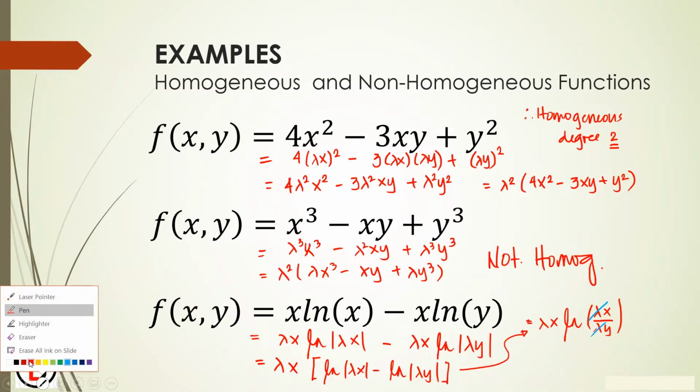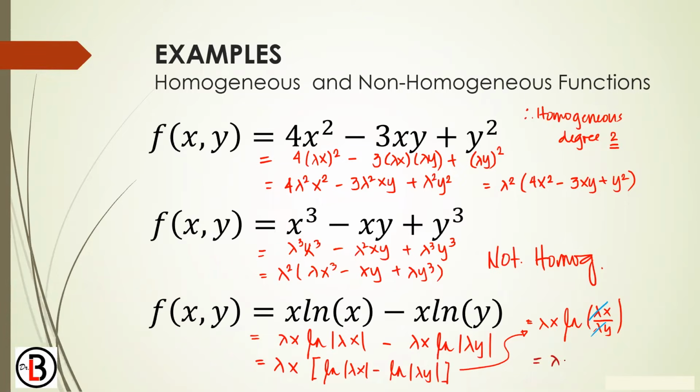What's going to happen? You can cancel out the lambda. And then with that, you're basically left with lambda x ln of x over y. I was able to fully bring out the lambda. So that means this one is homogeneous of degree 1.